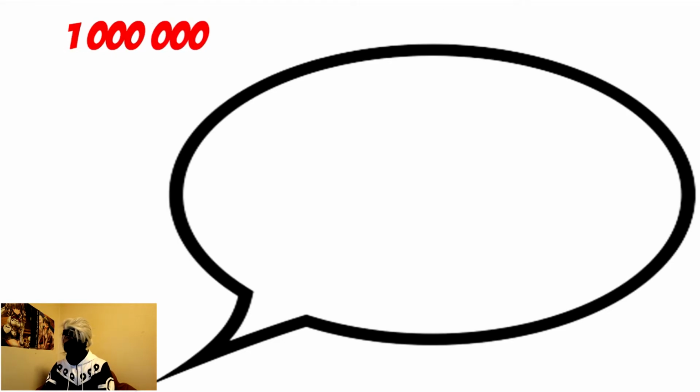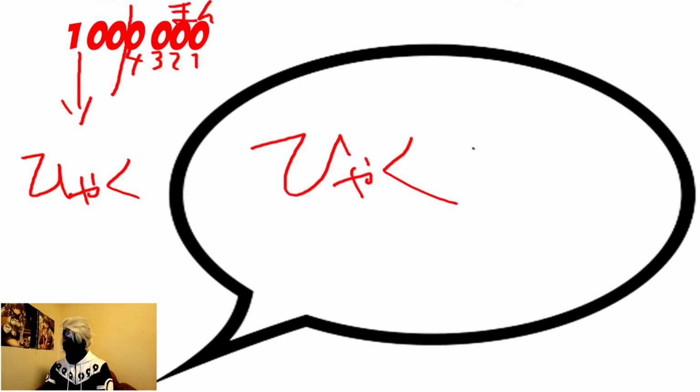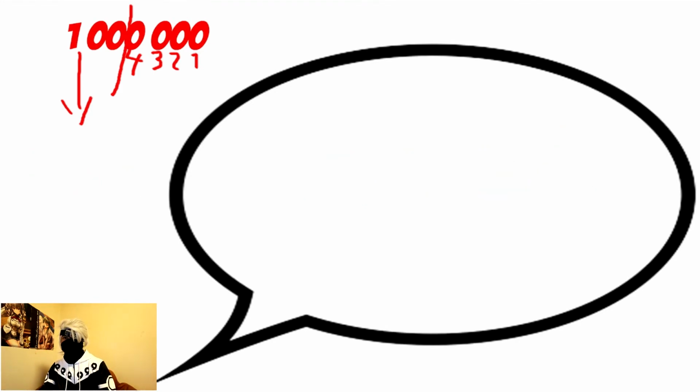How about 1 million? Okay, so simple. You just have to count 4 zeros. That's 1, 2, 3, 4. And read this one. That's 100, so hyaku. Okay, so here is man. So that is hyaku man. Simple. So on and so forth.